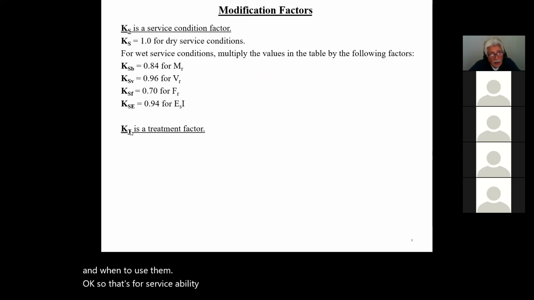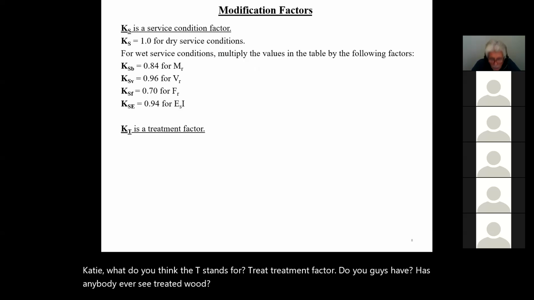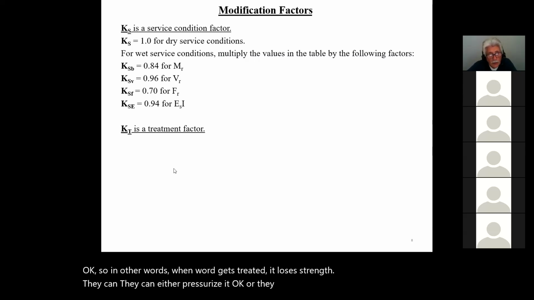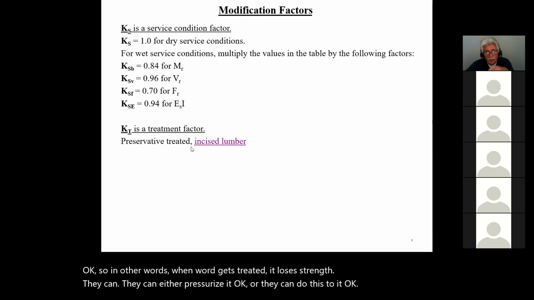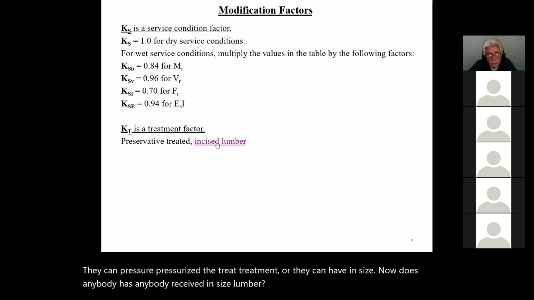Now, KT, what do you think the T stands for? Treatment factor. Has anybody ever seen treated wood? Yes, of course. Okay, so in other words, when wood gets treated, it loses its strength. They put it in a pressure room, like they pressurize it. They can pressurize the treatment, or they can have incised lumber. Now, has anybody ever seen incised lumber? Nope. No, sir. Okay.